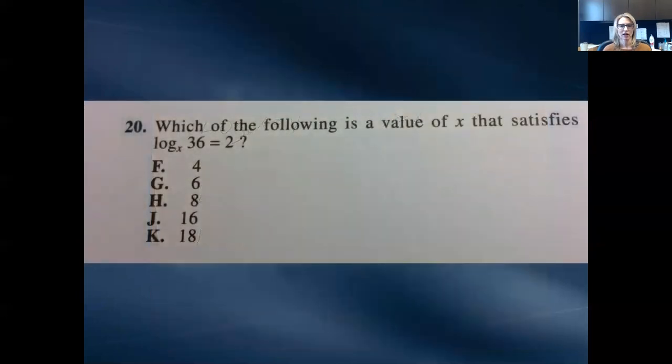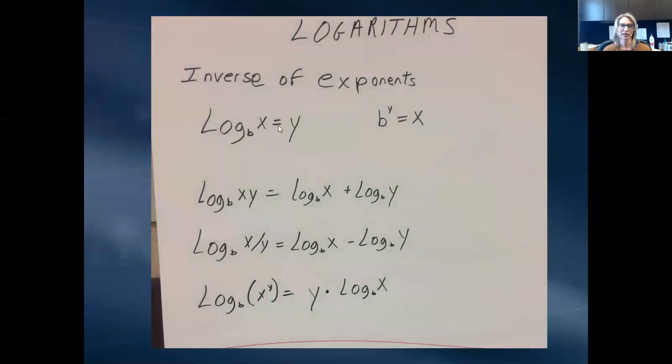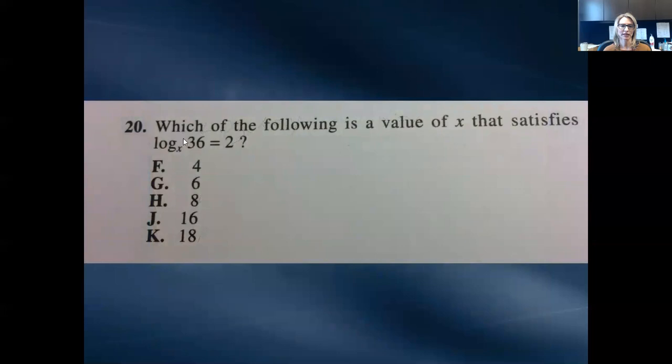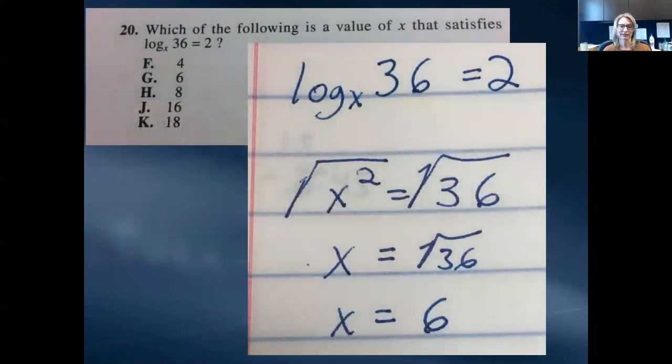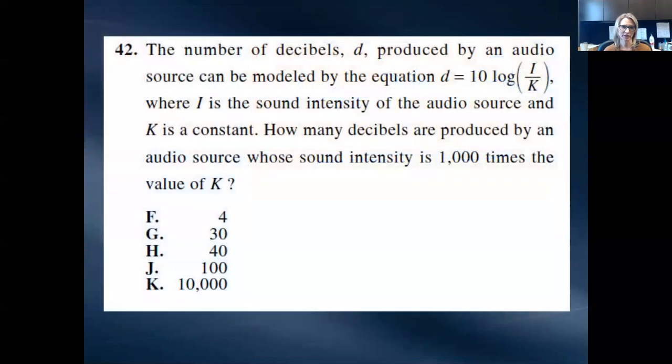So, all right, which of the following is a value of x that satisfies log x of 36 equals 2? So now if you'll remember, we're saying the b is the base, and it's raised to the y, it equals x. So we're going to look at it that way. So we're saying x squared equals 36. So what number squared equals 36? The answer, of course, is 6. So that's how you do that. So it's a simple little problem once you understand logarithms.